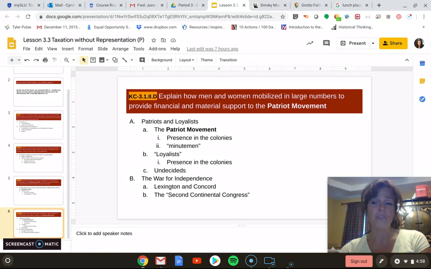Once the shots rang out, the colonists decide they are going to call for a Second Continental Congress. The Continental Congress is going to serve as a wartime government, and they are going to try to negotiate with the British. They are expecting delegates. Each colony is sending delegates, and their goal of the Second Continental Congress is to compromise. However, the Patriot cause eventually wins out and becomes the majority because the British refuse to compromise.